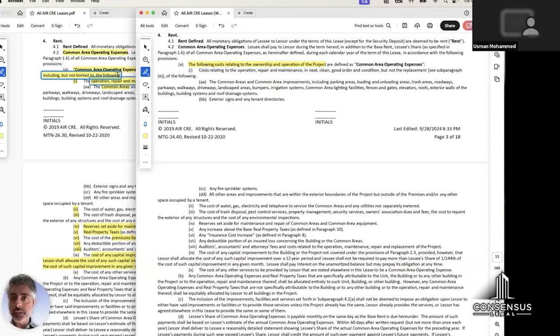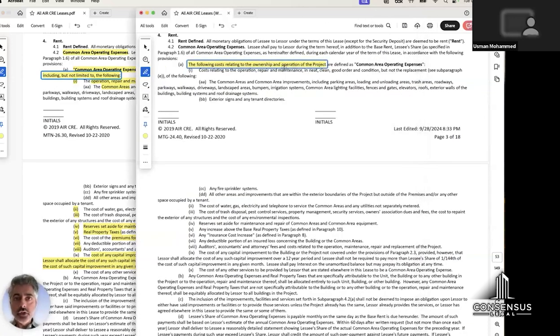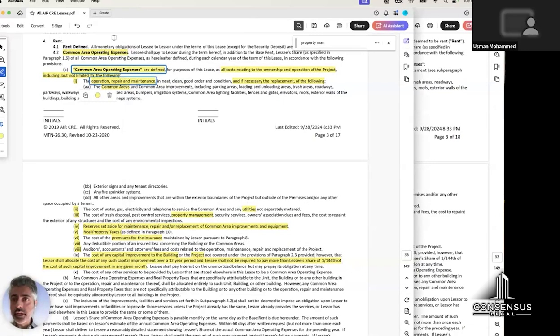And as opposed to the net lease, which says all costs and gives an example, the 10 items are examples of what lessor can pass through to lessee. So in this gross lease, let's go through this list of the 10 items. There's one big difference in item 1. Item 1 in the net lease, we talked about, is the operation, repair, maintenance, and replacement of the common areas.